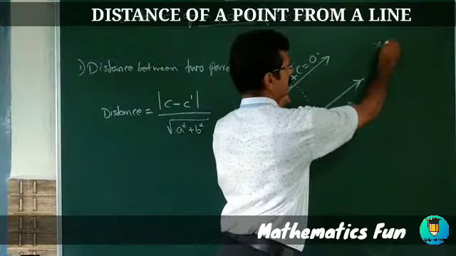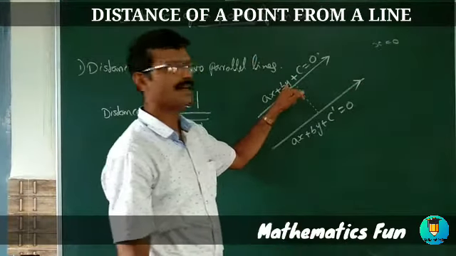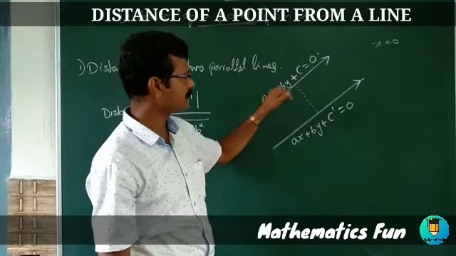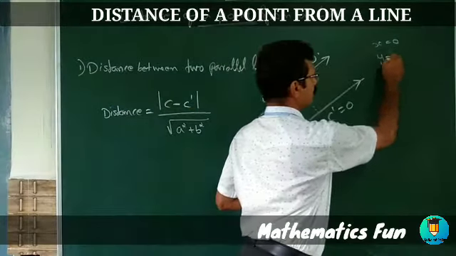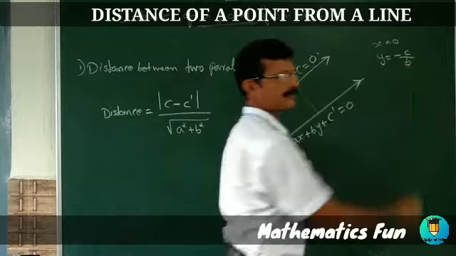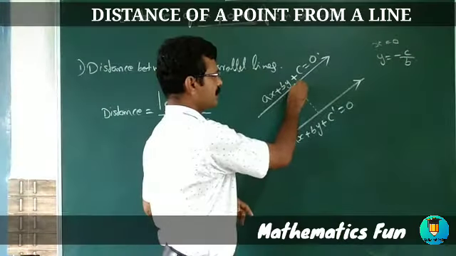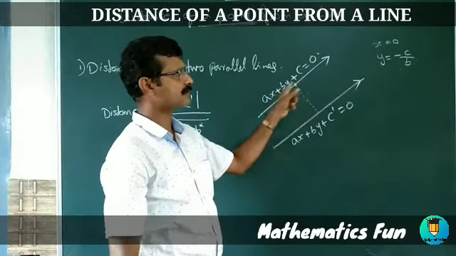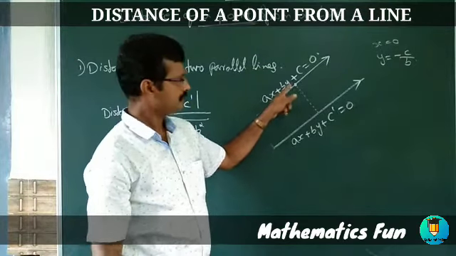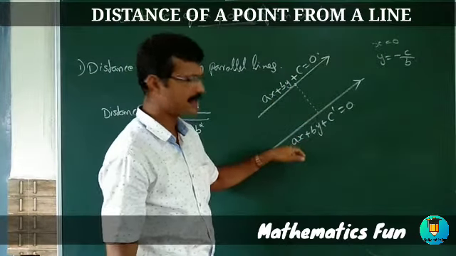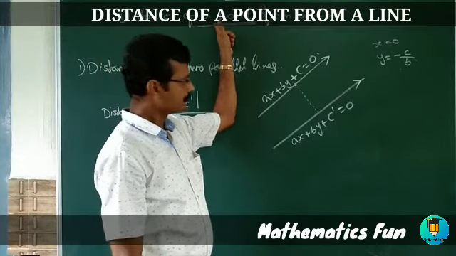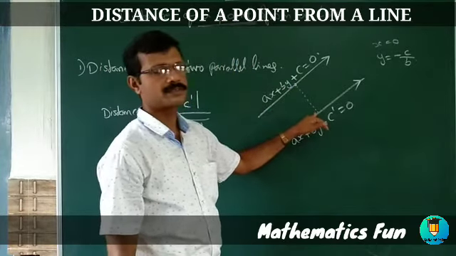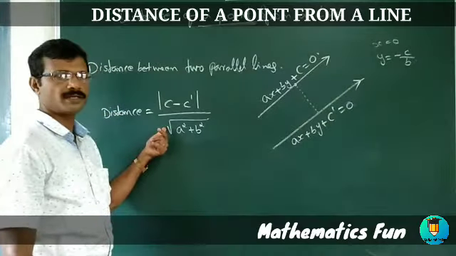If I take x is equal to 0, then I will get the corresponding value of y. If I put y is equal to minus c by b, I will get a point here like this. That point is 0, minus c by b. Now if you know this point and this line, then by the previous formula, we will get the distance. That way only we will reach this formula.